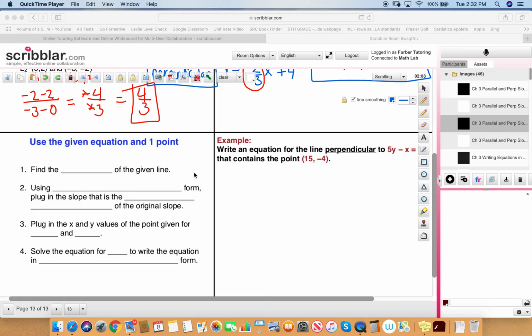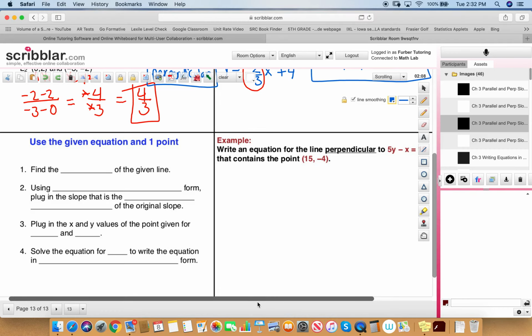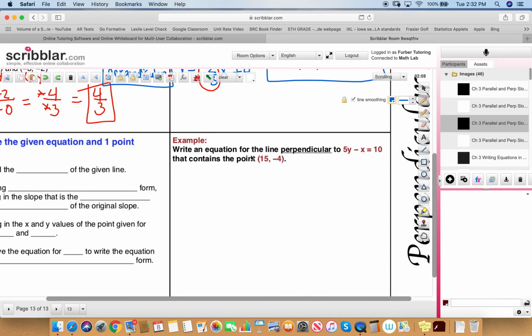So we are now going to do the same thing we did with parallel lines. We're going to learn how to write a line that's perpendicular to another line using the idea that perpendicular slopes are opposite reciprocals. So if we look at this example, write an equation for the line perpendicular to 5y minus x equals 10 that contains the point (15, -4). We are being asked to find an equation that is the perpendicular line to this.